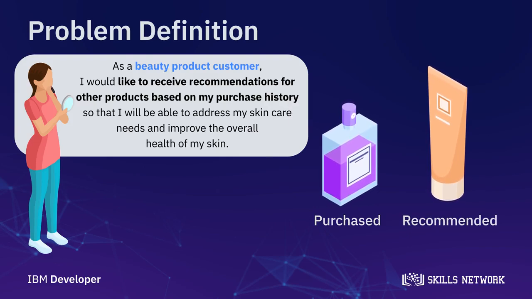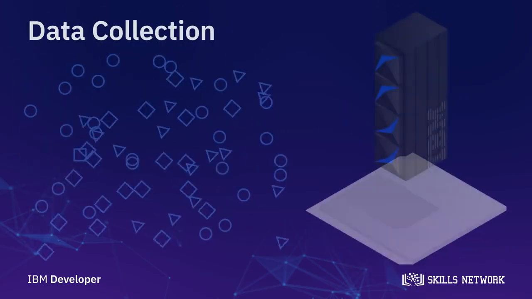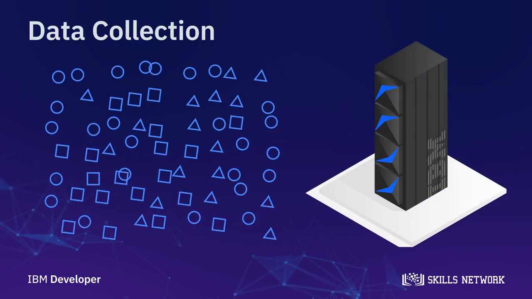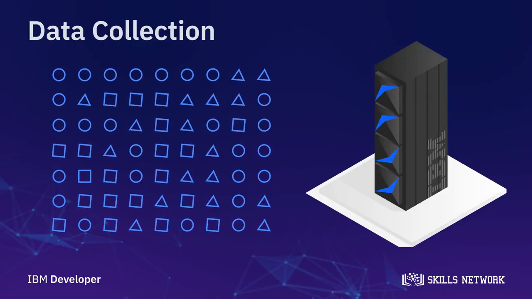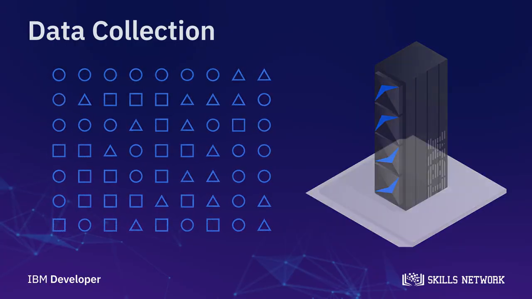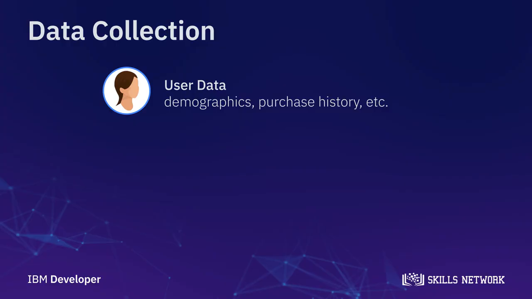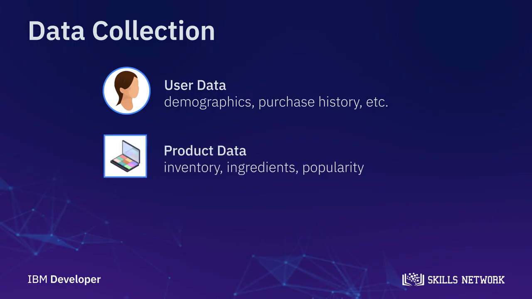Now that I understand the client's needs, the next step is to begin data collection. I should determine what kind of data the company has and identify the sources it will come from. This could be user data such as demographics, purchase history, and anything related to completed transactions. I can also get the product data, that is, the inventory of products and what they do, their ingredients, how popular they are, their customer ratings, and so on.